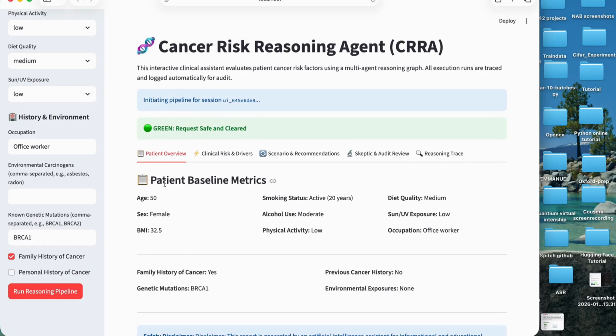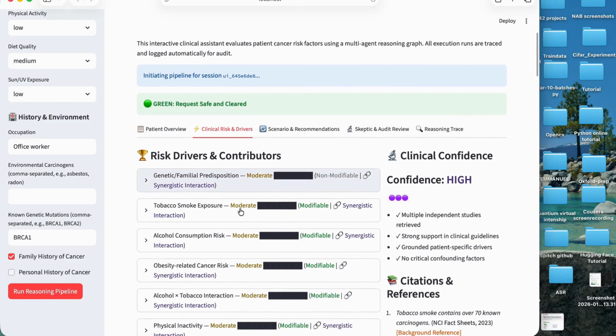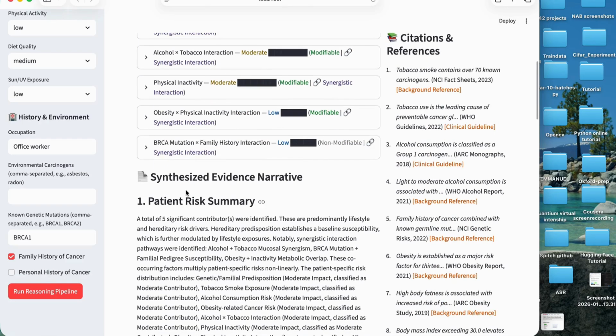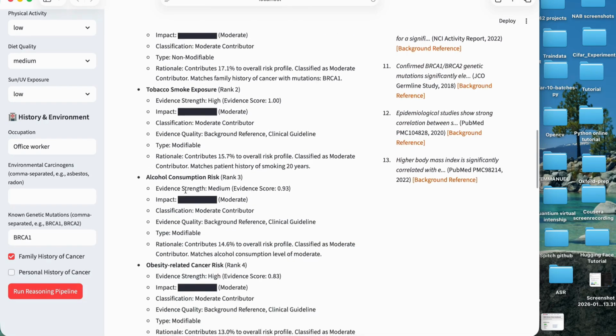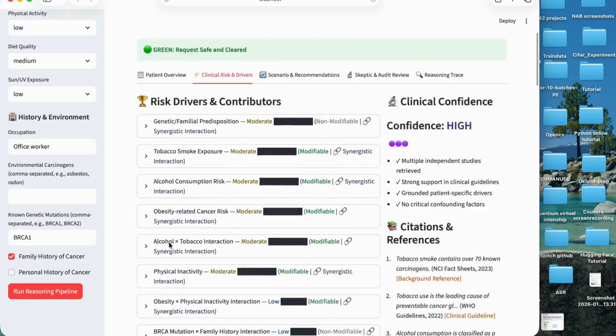The system identifies the patient's most significant evidence risk contributors. In this example, we have hereditary risk through BRCA1 combined with modifiable factors such as smoking, obesity, and low physical activity to build a more comprehensive reasoning process. These are the obesity, BRCA mutation.